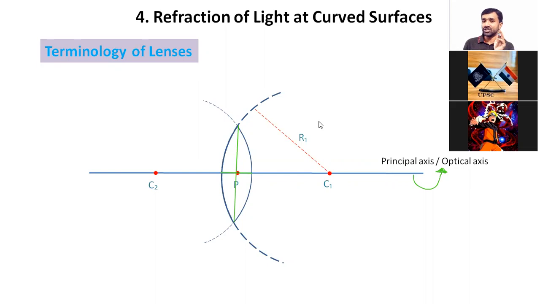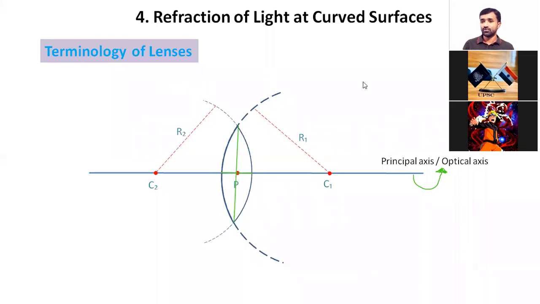If I do the same thing towards the left side, connecting the second center with the second surface by a dotted line, that line is the radius of curvature for the second surface, named R2. How many radii of curvature are there? Two radii of curvature. How many centers are there? Two centers. Clear?